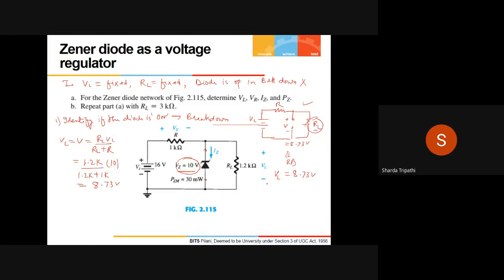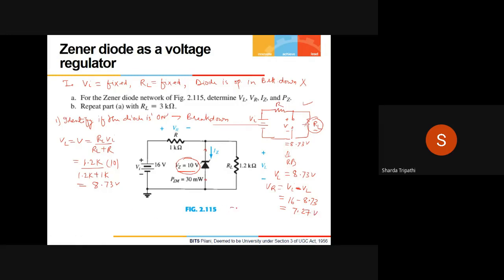Then the next thing is VR. So again, this is a simple series circuit. VR, you can find by voltage division or you can also find simply by subtracting the value of VL from the input voltage. So VR will be equal to VI minus VL. That's 16 minus 8.73. This is going to be how much? 7.27 volts.